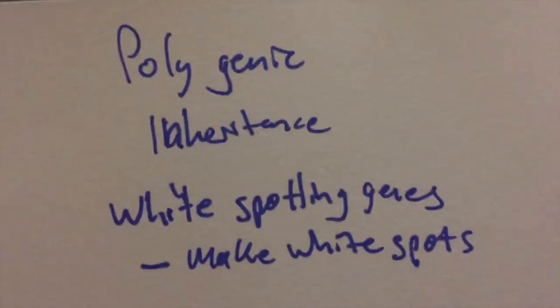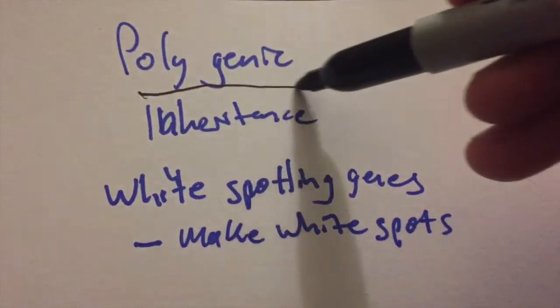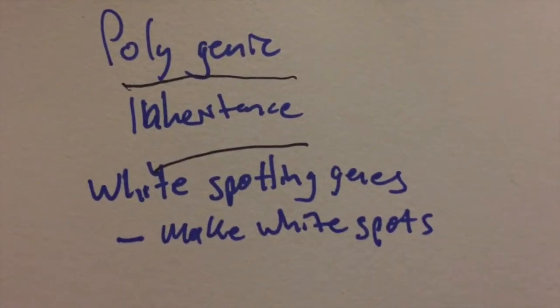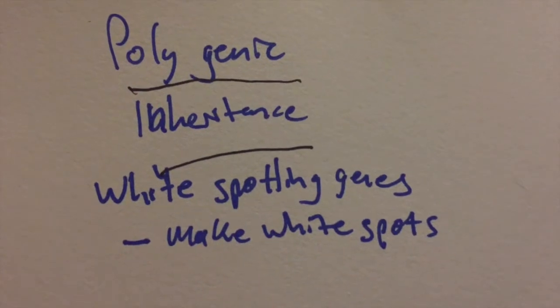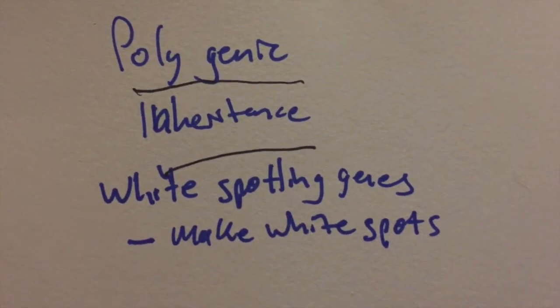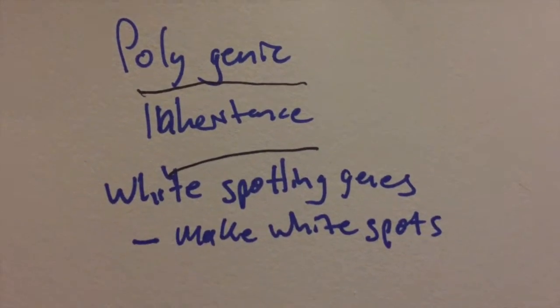So next we'll talk about polygenic inheritance. In cats, polygenic inheritance is relevant in these white spotting genes. White spotting genes do exactly what you think they do. They make white spots. So cats can have varying levels of white spots depending on how many white spotting genes they have. It exists on a sort of sliding scale.